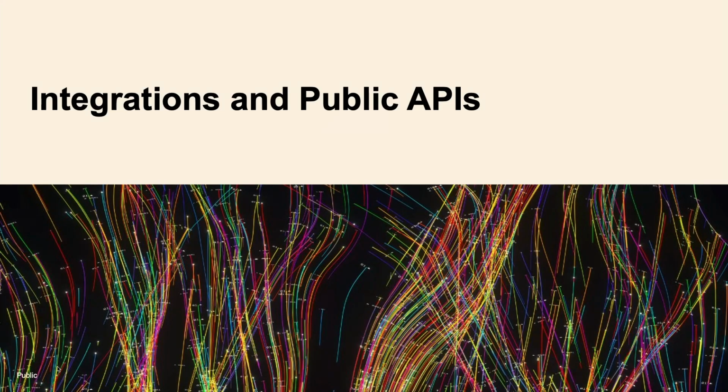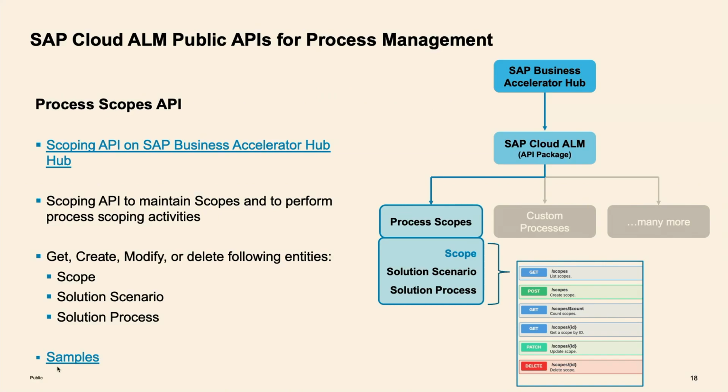So integrations and public APIs. So for Cloud ALM, for the process management portion, Michael showed you a very impressive picture where you could see that Cloud ALM supports a variety of different objects. So for instance, we have the requirements, we have the user stories, we have the tasks, we have the document objects, but indeed there are also the processes and the related diagrams, and we should not forget the scoping as such is also an object, yeah?